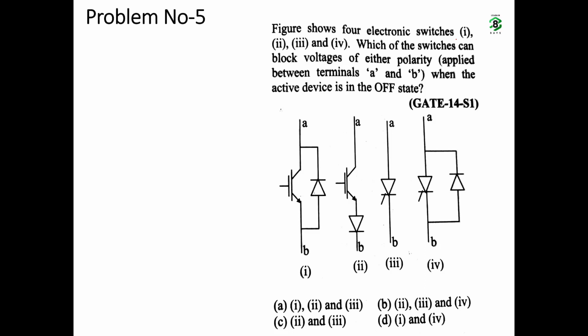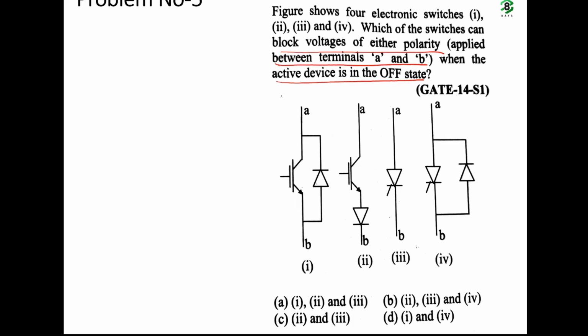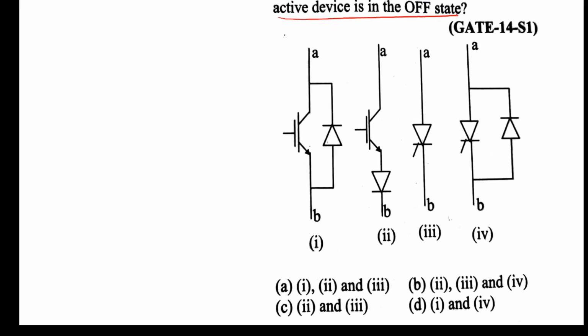Figure shows 4 electronic switches 1, 2, 3 and 4. Which of the switches can block voltage of either polarity? That is, it should block both polarities of voltage applied between terminals A and B, when the active device is in off state. Okay, you need to select the option of the switches which will block the voltage of either polarity.